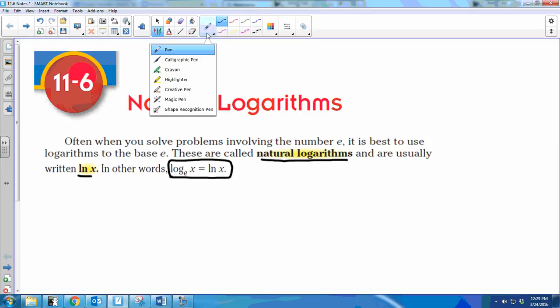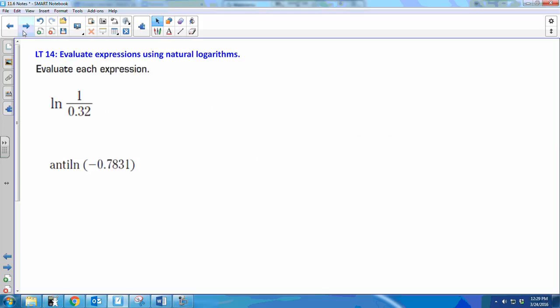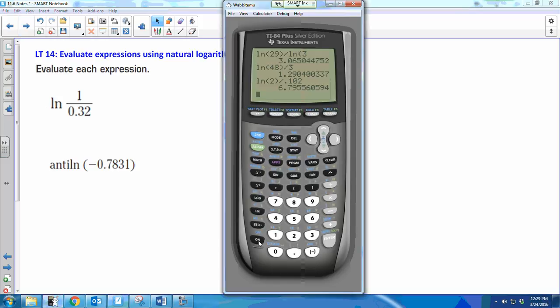So learning target 14, we're just typing things in the calculator. 15, we're just typing things in the calculator, okay? Just like yesterday with the first two. So for learning target 14, if we're evaluating these, if I want to find the natural log of 1 divided by 0.32, I would use the natural log button on the calculator and do 1 divided by 0.32.